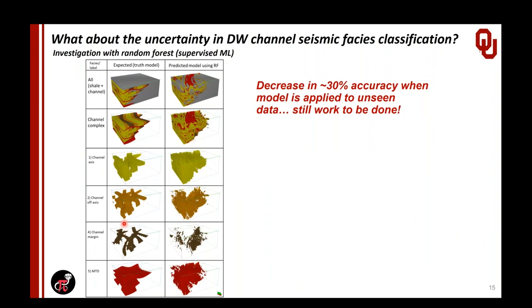And then just to kind of highlight uncertainty. So I know a lot of folks, machine learning, it's like a black box. We want to understand what's going on there, like how close are we getting to the true answer? And so with this data set that Karelia had in synthetic seismic, we knew the different elements of the channel complex. We knew where the channel axes were, where the channel off-axis facies were, the mass transport deposits.